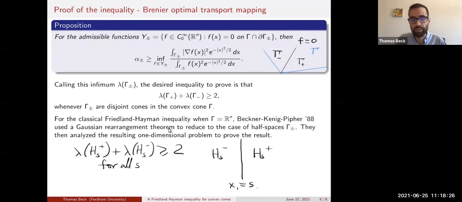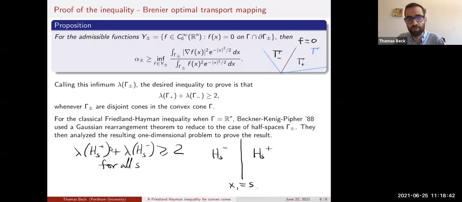So in other words, this Gaussian rearrangement theorem allows them to essentially reduce the problem to a 1D problem, where the only variable they have to care about is this S variable, which is telling us where on the X1 axis we're separating our two half spaces.